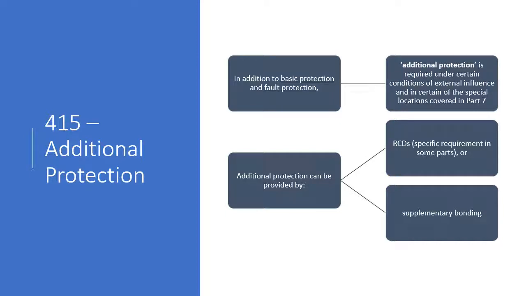Now then, I mentioned it earlier, additional protection. Let's have a little bit closer look at this, 415. In addition to basic and fault protection, we have requirements for additional protection. And this can be due to certain external influences or certain locations, special locations, requirements in order to protect the end user. And the protection can be provided by RCDs specific for requirements and by the use of supplementary bonding.